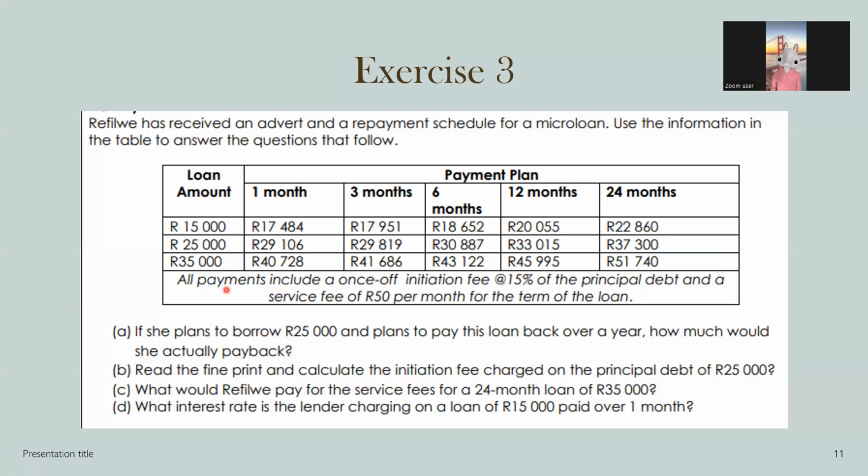All payments include a once-off initiation fee at 15% of the principal debt. My understanding of the initiation fee is almost like a deposit, basically, right? And a service fee of 50 rand per month for the term of the loan. So a service fee is a fee for the services. You get it, right? Almost like bank charges.